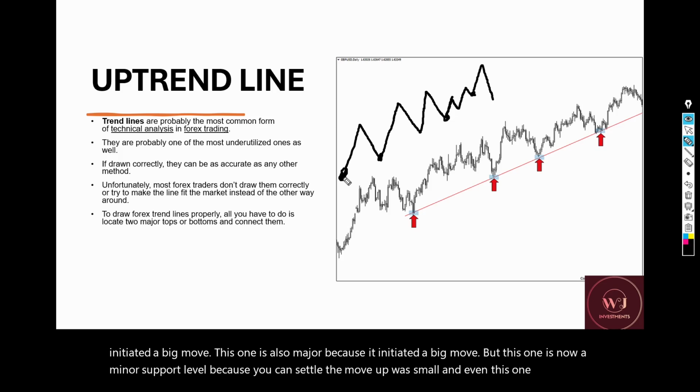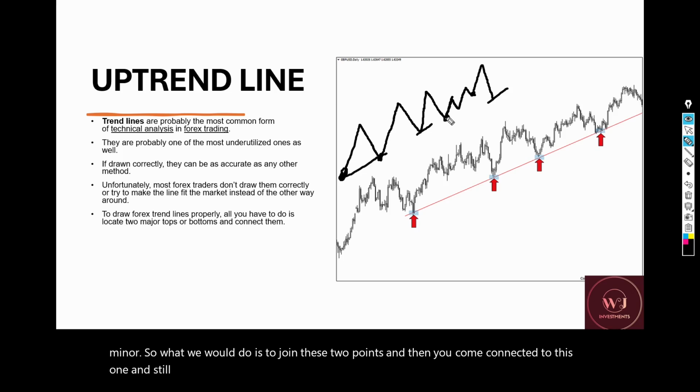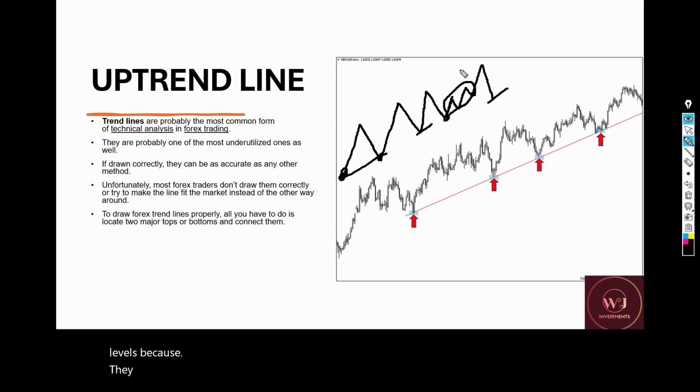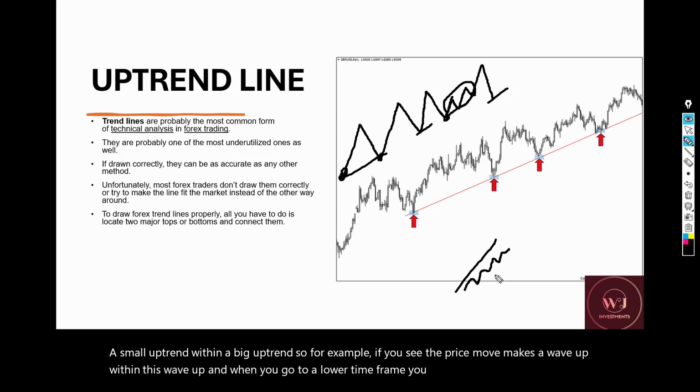So what we do is join these two points, and then connect to this one, and we ignore these two because these are minor support levels. They initiated a move which was not supposed to be within the market. This looked like a small uptrend within a big uptrend. For example, if you see the price make a wave up, within this wave up, when you go to a lower time frame, you can see that it is a series of an uptrend.